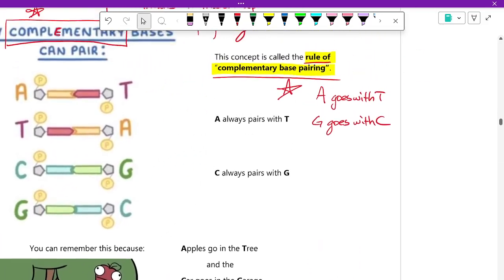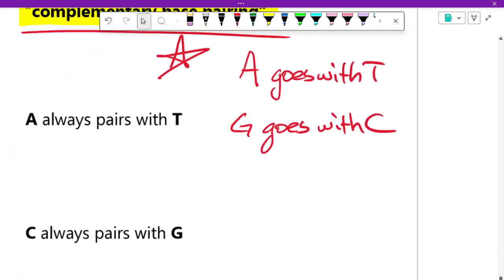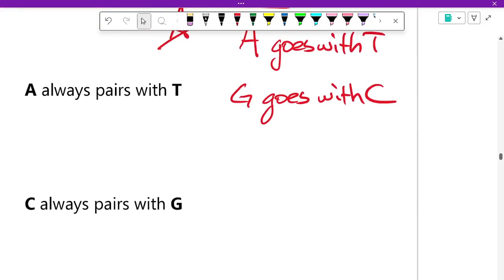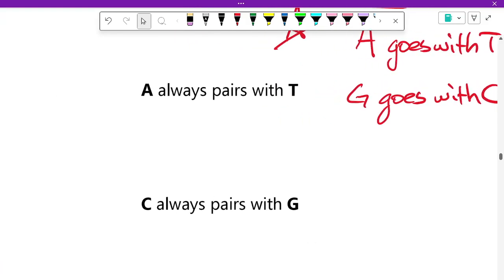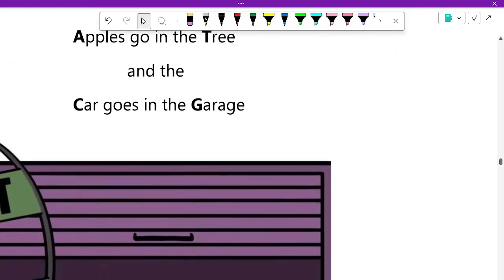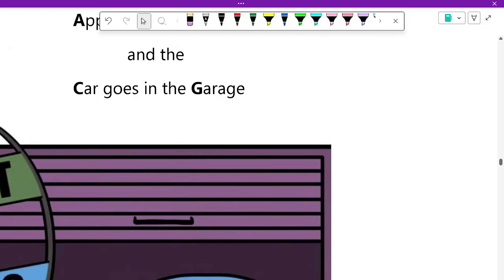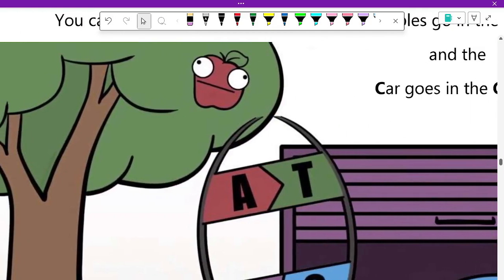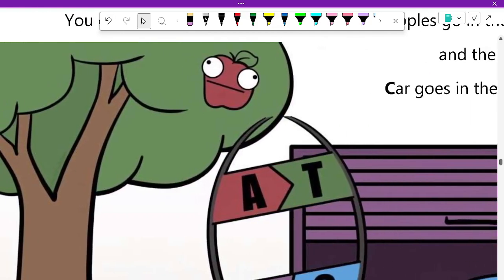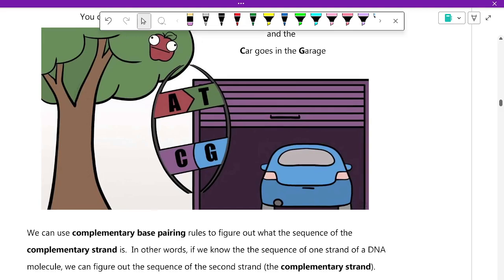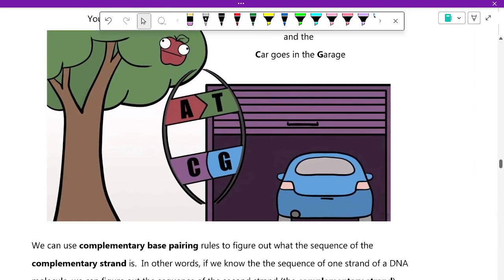Now, how are you going to remember that? When I was in high school, all I remembered is that C and G kind of looked like the same letter. Okay. But you can remember that, where do you find apples? Apples are up in the tree. So A goes with T. And where does the car go? The car goes in the garage. So C goes with G.